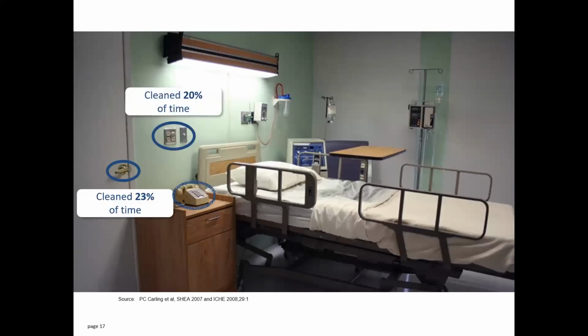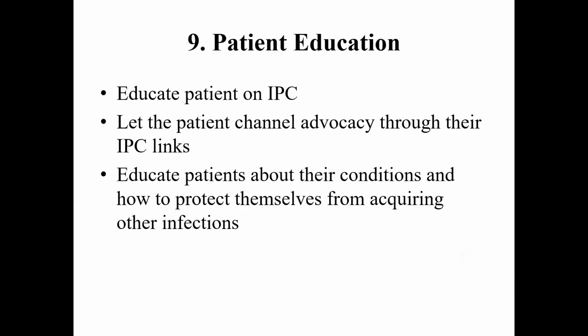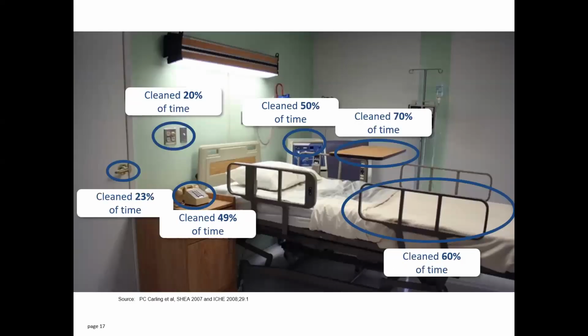So this is a diagram showing how we do our environmental cleaning, and you can see these are the high touch areas. The switches are rarely cleaned. You can see it is 20%. We have the patient lockers, cleaned 70%. That is, I think, the highest. We have the bed rails, which we touch most of the time, 60%. We have the telephone heads, which are rarely cleaned.